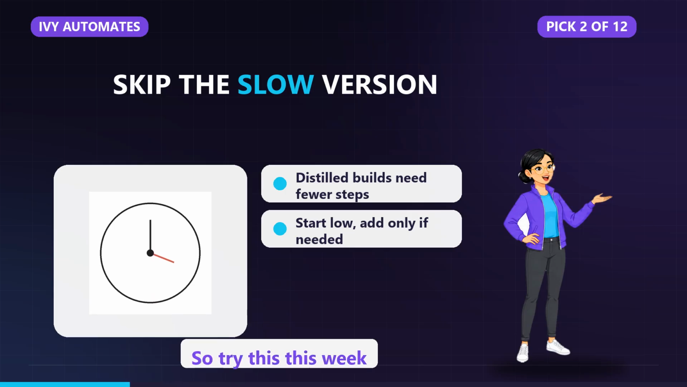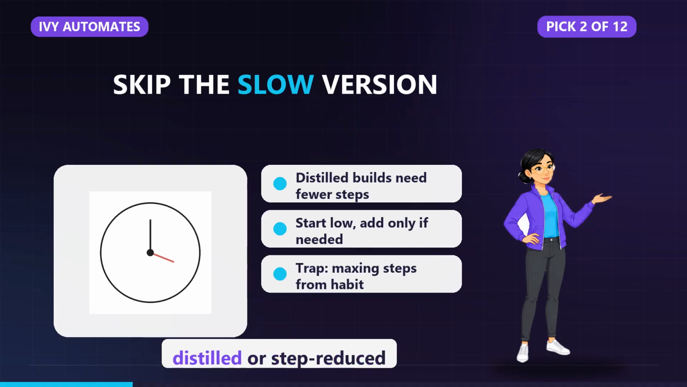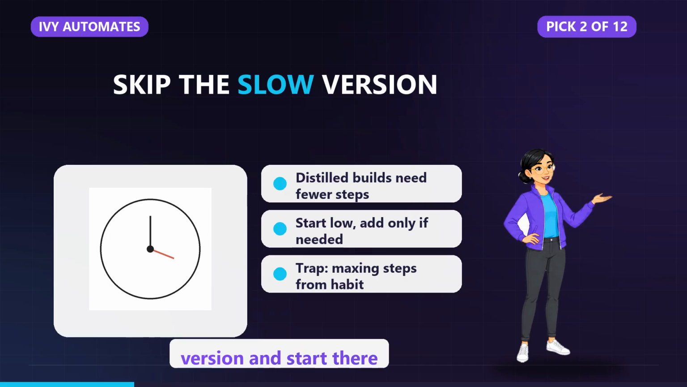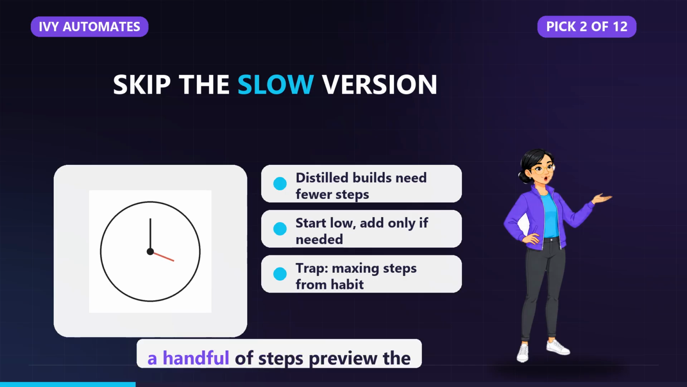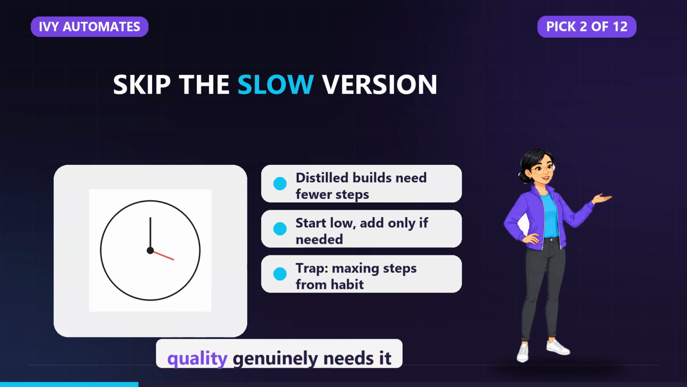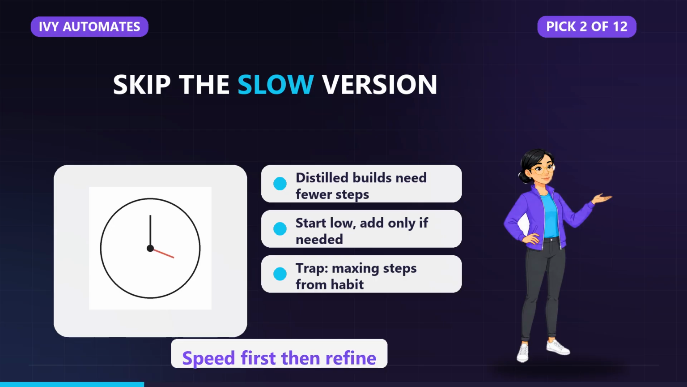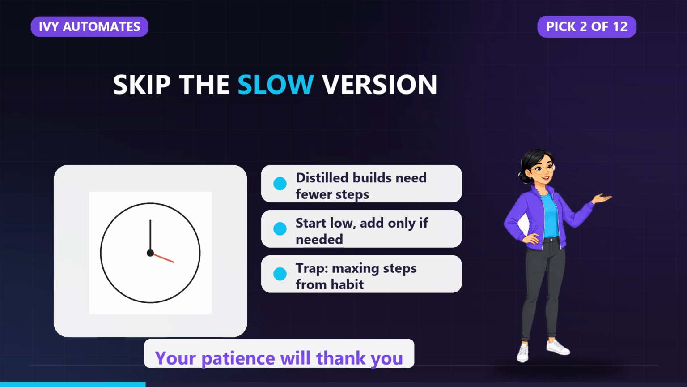So try this week. Whatever model you land on, check its official page for a distilled or step-reduced version, and start there. Begin low, a handful of steps, preview the result, and only add more if the quality genuinely needs it. Most people crank steps to the max out of superstition and pay for it in hours. Speed first, then refine. Your patience will thank you.